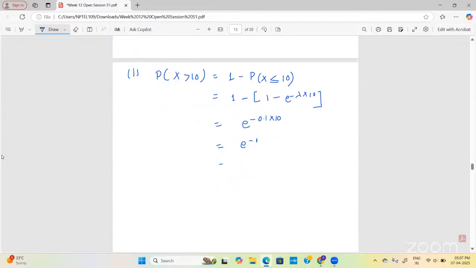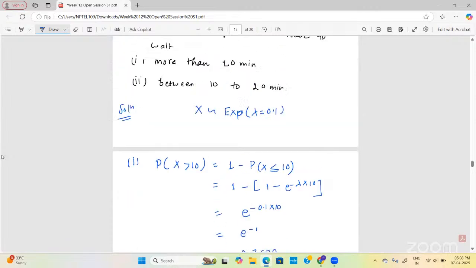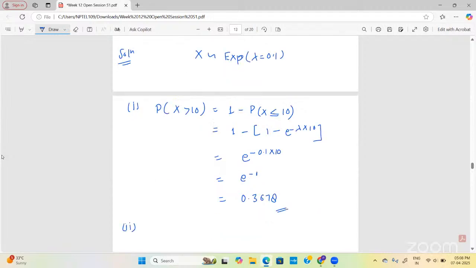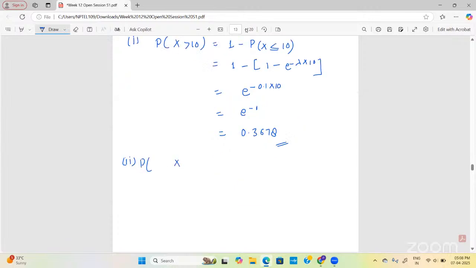Now by using the calculator, you can find the value of e to the power minus 1. It is 0.3678. Yes, ma'am. Is this clear? Okay. Now in the next part, what we have to find? We have to find that we have to wait for between 10 to 20 minutes, which means we can write that the value of X is lying between 10 to 20.